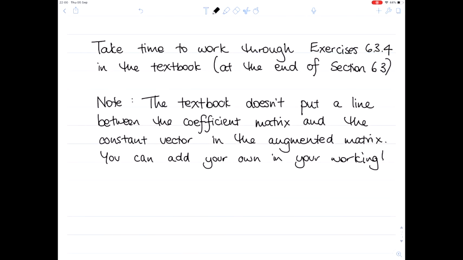So what I recommend is that you take some time to work through the exercises at the end of section 6.3. They pretty much all give you solutions, and practicing Gauss reduction in a variety of contexts is very important. Just a note, the textbook doesn't put a line between the coefficient matrix and the constant vector in our augmented matrix, but I recommend that you do when you do your own working. Otherwise you can kind of forget what's going on with the Gauss reduction.